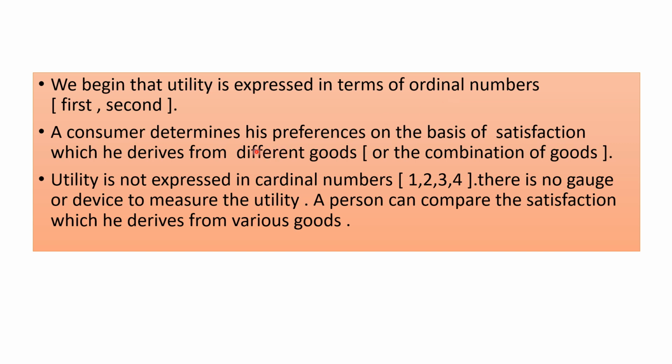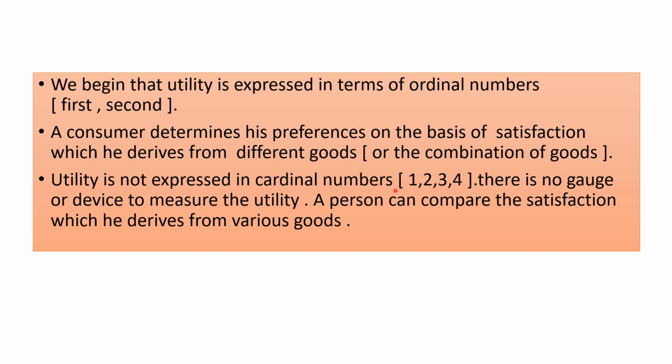A consumer will determine his preference on the basis of satisfaction which he derives from different goods. He can just mention that good A is giving me more satisfaction as compared to good B. So the basis will be the preference on the basis of satisfaction. It can be for one particular good, it can be for the combination of goods as well. We do not measure utility in cardinal numbers.